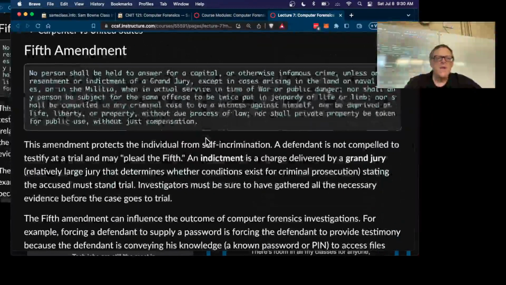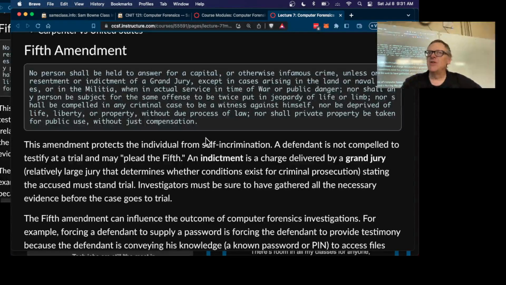All right, and then there's the Fifth Amendment, which says that you do not have to incriminate yourself. If law enforcement asks you questions, you can refuse to answer. You have the right to remain silent.